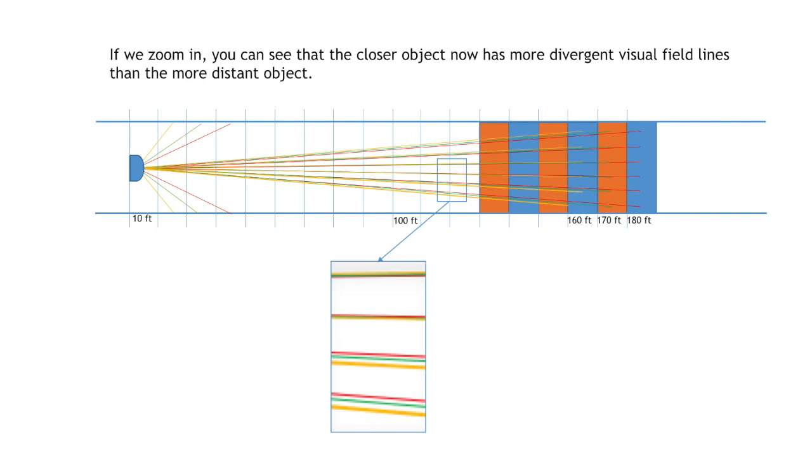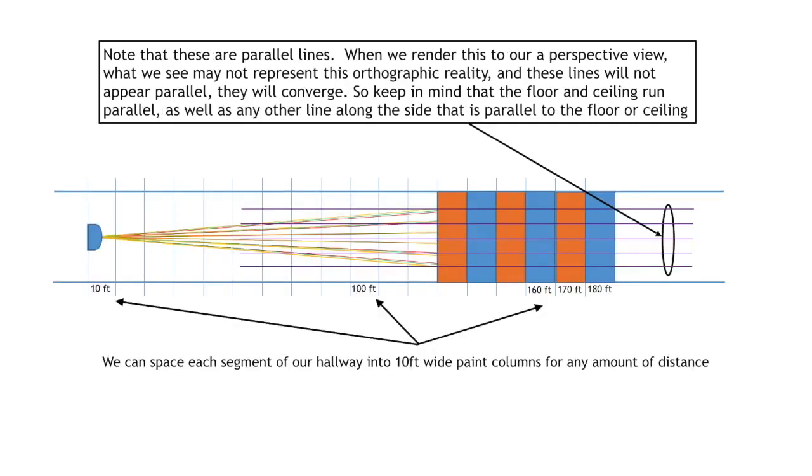If we zoom in, you can see that the closer object now has more divergent visual field lines than the more distant object. Note that these are parallel lines. When we render this to our perspective view, what we see may not represent this orthographic reality, and these lines will not appear parallel. They will converge. So keep in mind that the floor and ceiling run parallel, as well as any other line along the side that is parallel to the floor or ceiling. Again, these are 10-foot spacings between each column of paint.